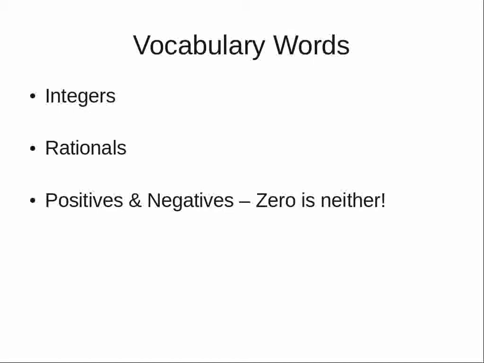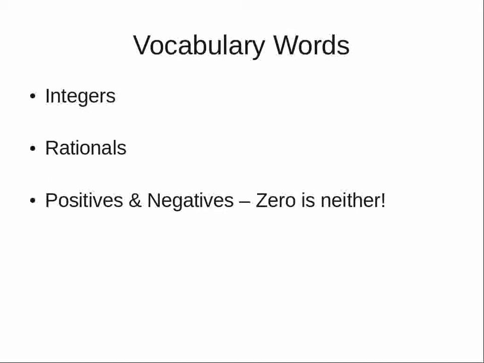So let's get started. Integers, that's a set of numbers. They include numbers such as 1, 2, 3, 4, 5, etc., as well as 0, as well as -1, -2, -3, -4, -5, etc. Okay?